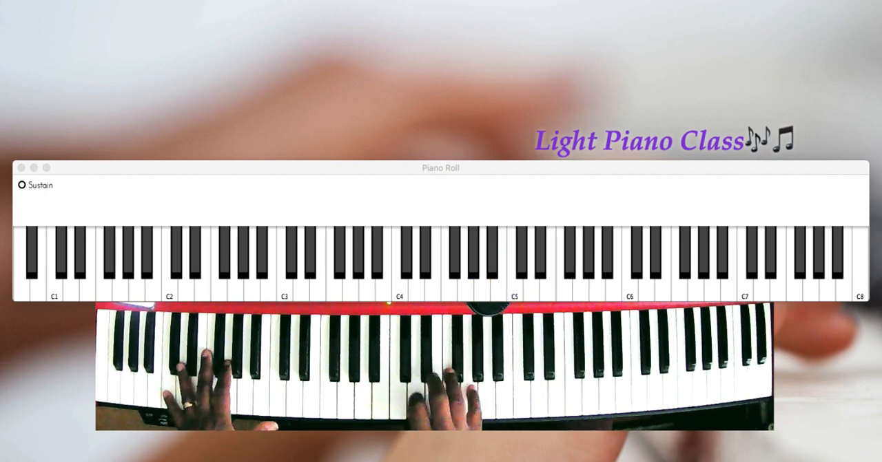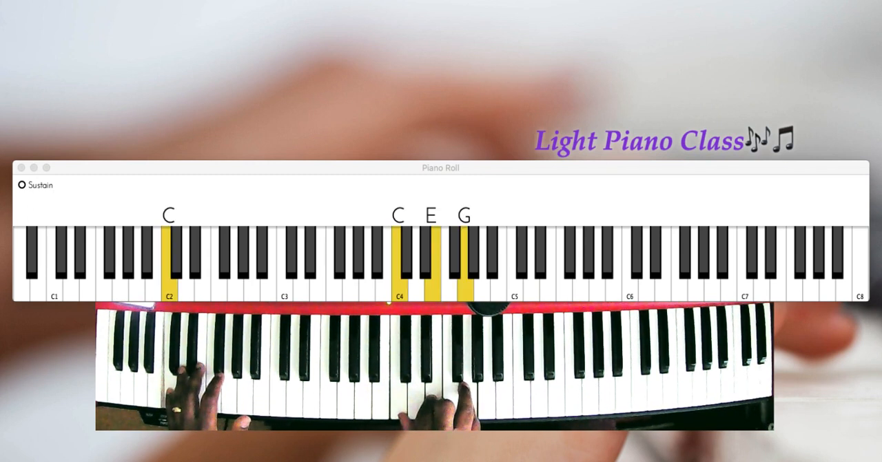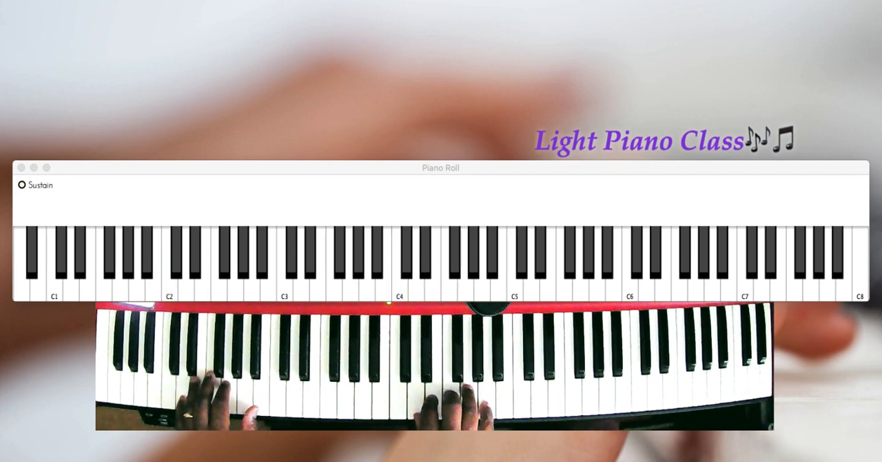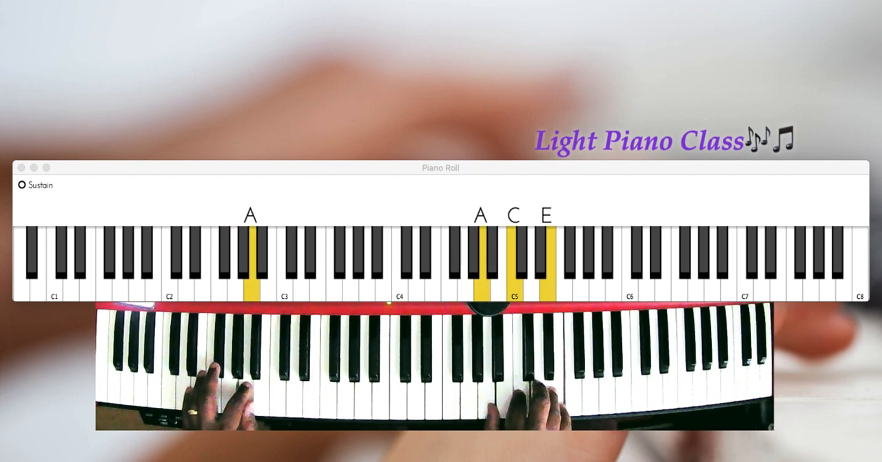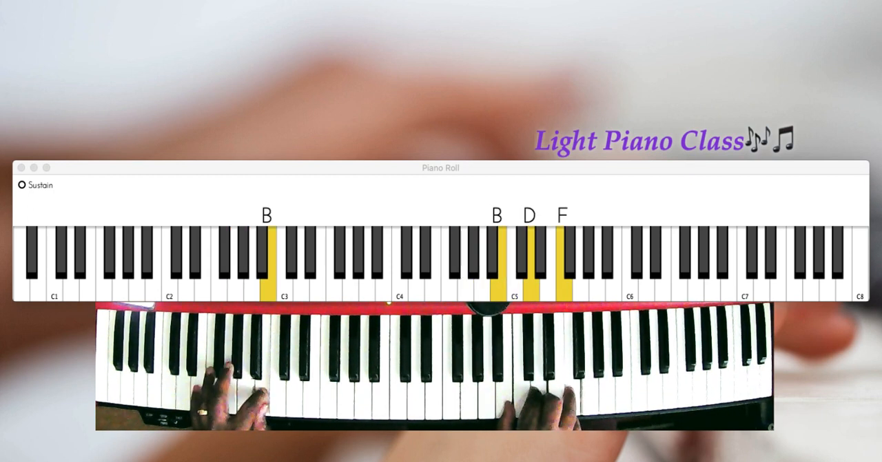So we play it together with the bass, and then 2, 3, 4, 5, 6, 7, then back to 1.